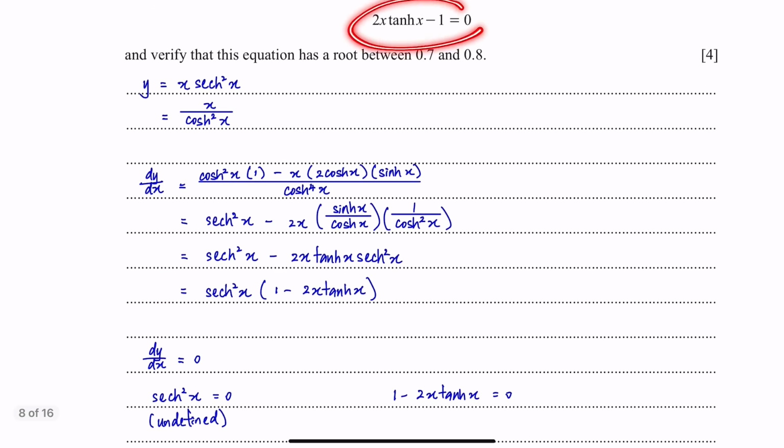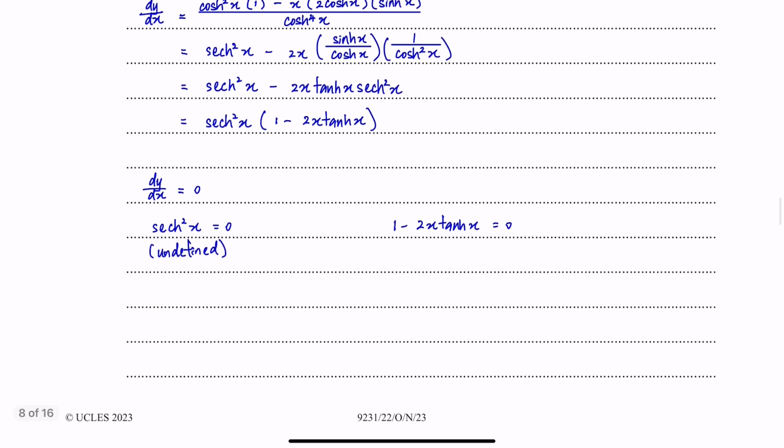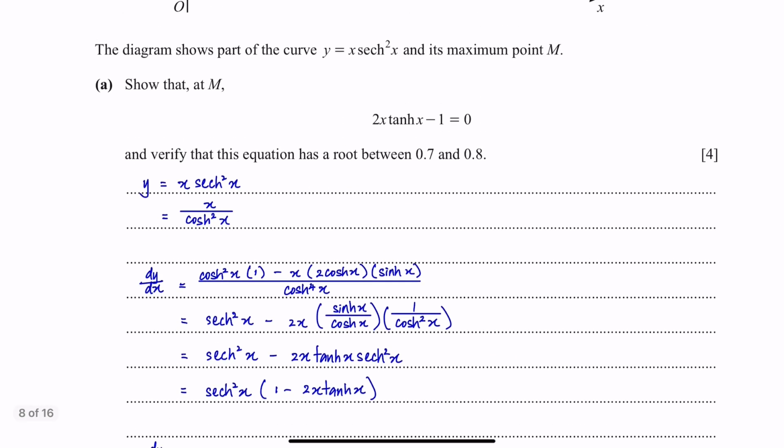And let's rearrange it to this form. So we have 2x tan x minus 1 equals 0. So we have shown this equation. And now we need to verify that the root is in between 0.7 and 0.8.